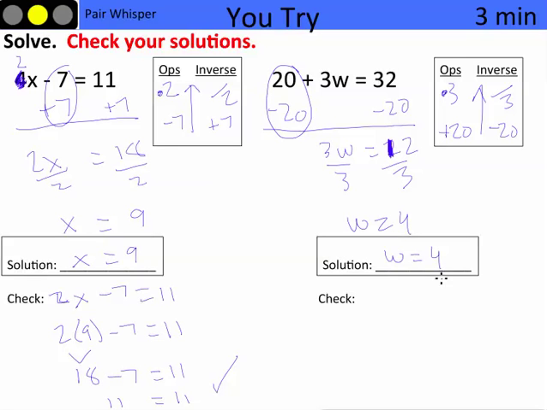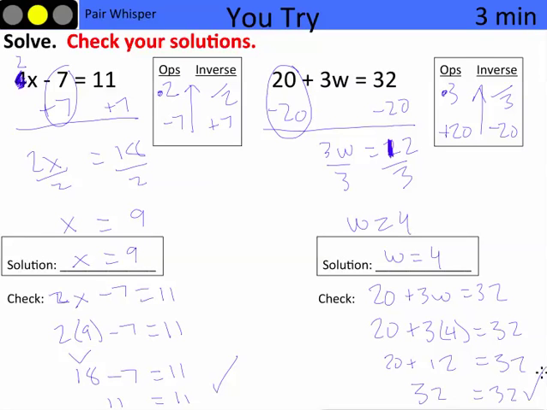So if w equals 4, let's check if 20 plus 3w equals 32. So 20 plus 3 times 4 equals 32. 3 times 4 is 12. And 20 plus 12 is 32. So we know that we're correct.